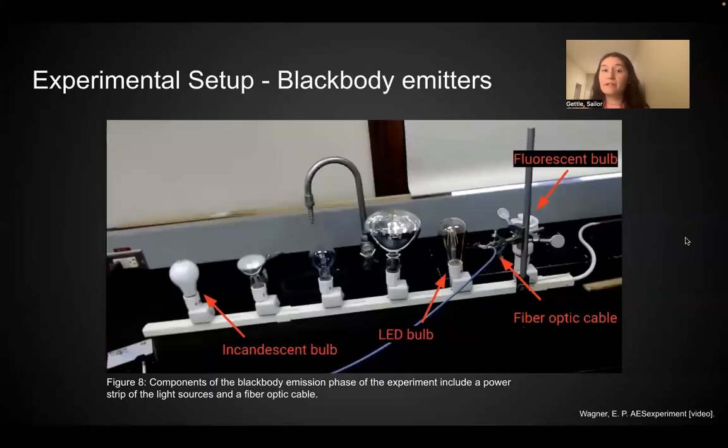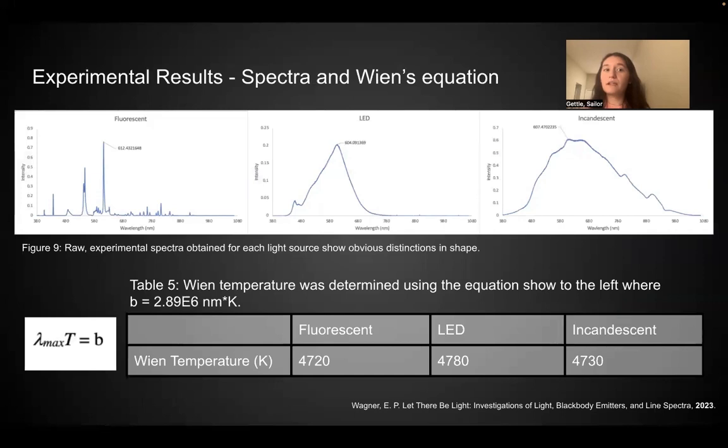The third phase of this experiment investigated black body emitters by using 3 different types of light bulbs, an incandescent, LED and fluorescent bulb, as well as a fiber optic cable and the Logger Pro software. The resulting experimental spectra are very different across the 3 types of bulbs. As we can see, the fluorescent bulb exhibits much more discrete line-like spectra than the LED, which is slightly broader, and then the incandescent, which is very broad.